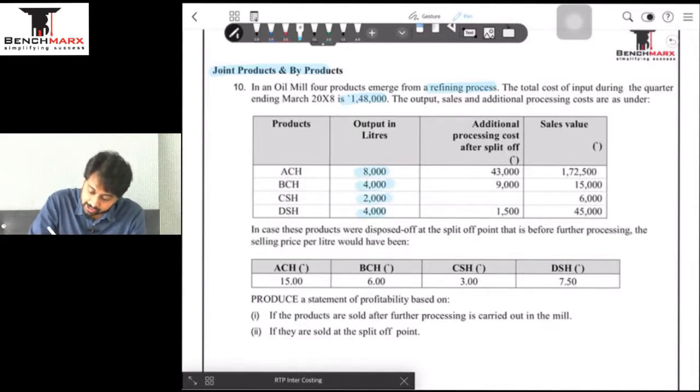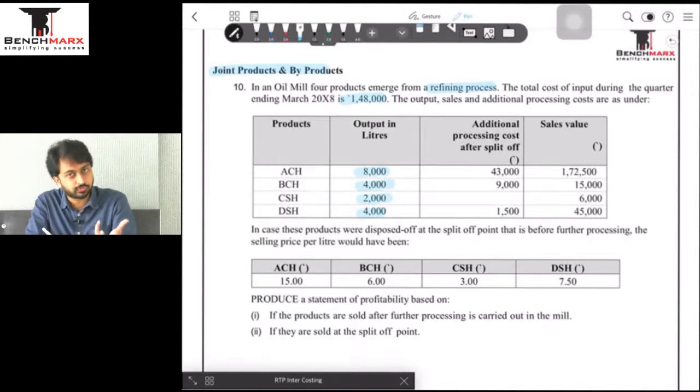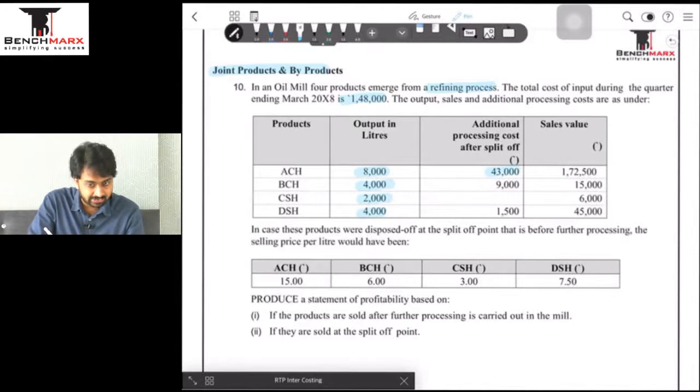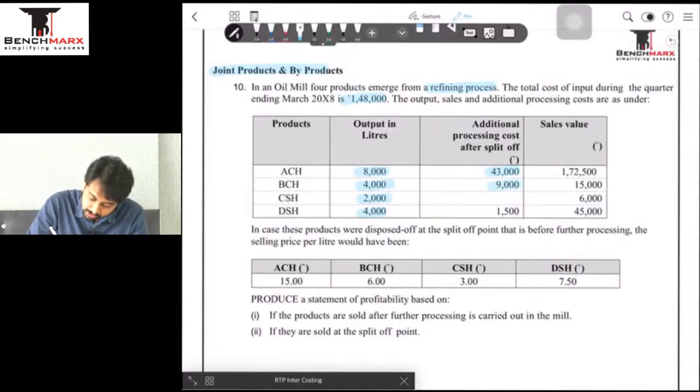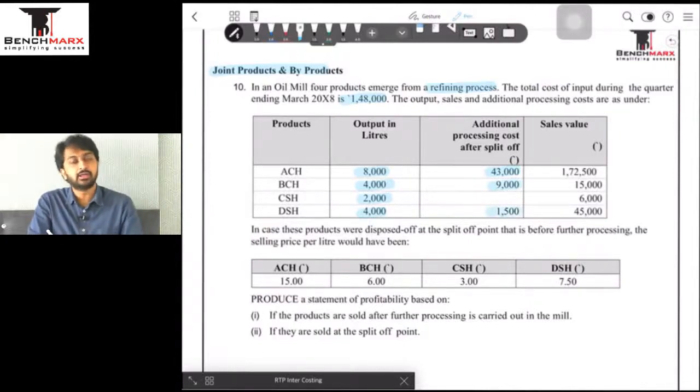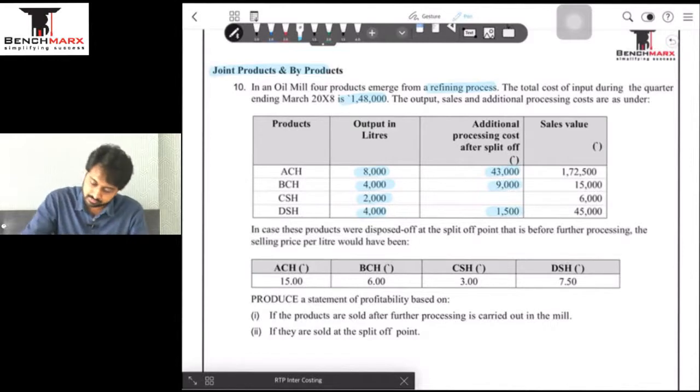ठीक है. Additional processing cost after split off. So as we can see, we have spent 43,000 for processing A further. We have spent 9 to process B further. We have spent nothing to process C, which means C is sold at split off, and we have spent 1,500 on D further, which means A, B and D are further processed as of now. C is not processed. ठीक है, 172, 15, 6 and 45.